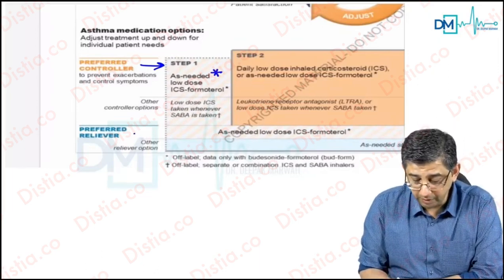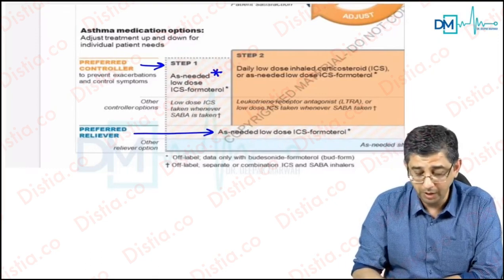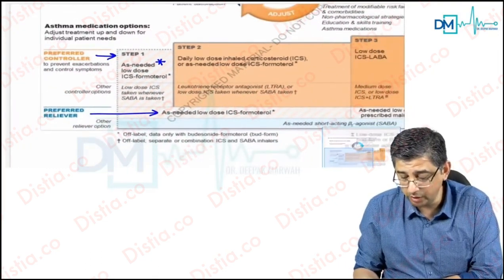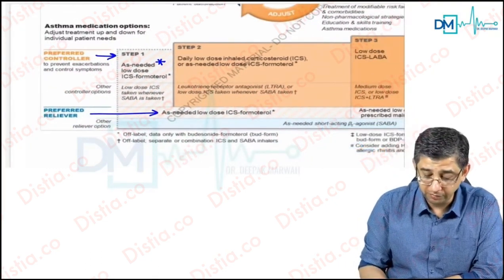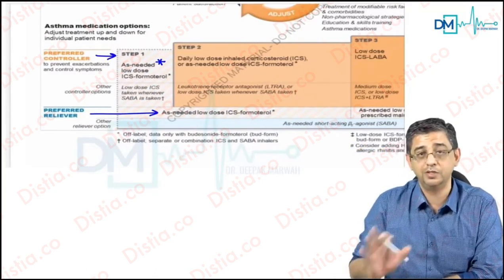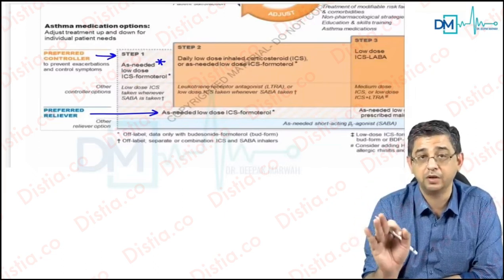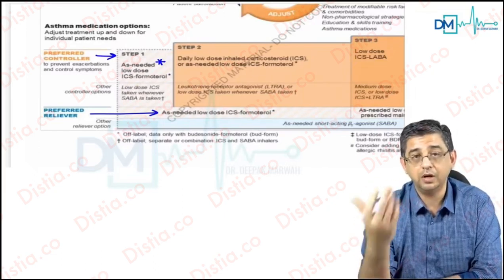Then it says preferred reliever. Look at what it's saying: as needed low dose inhaled corticosteroid and formoterol. Below it has written as needed short acting beta 2 agonist. So it's saying that if the low dose ICS formoterol combination is not available, you can still use the older one. So it's not that the older one is not to be used. It has not said contraindicated. Remember my words: it is not that SABA is contraindicated.